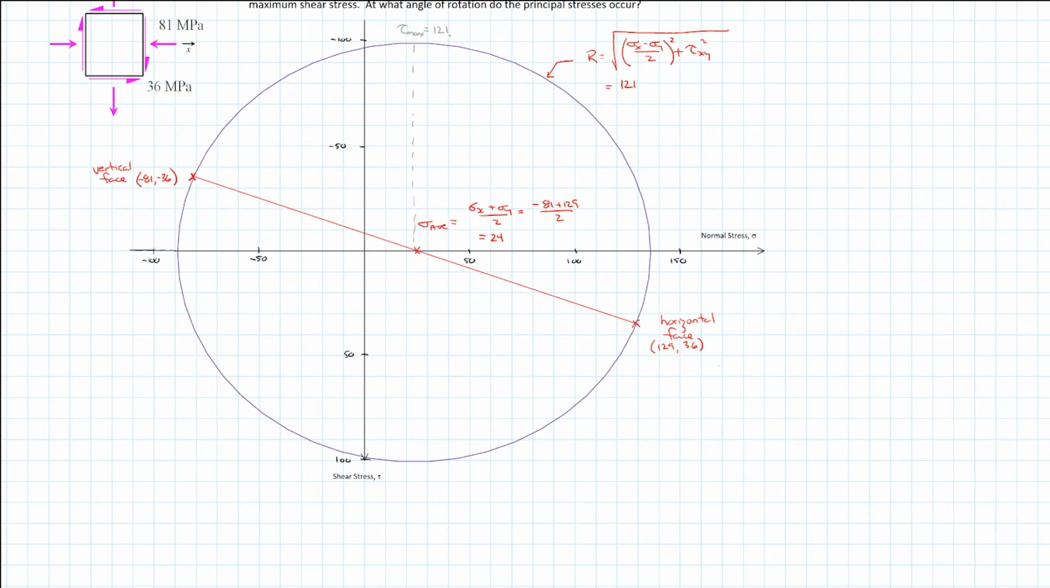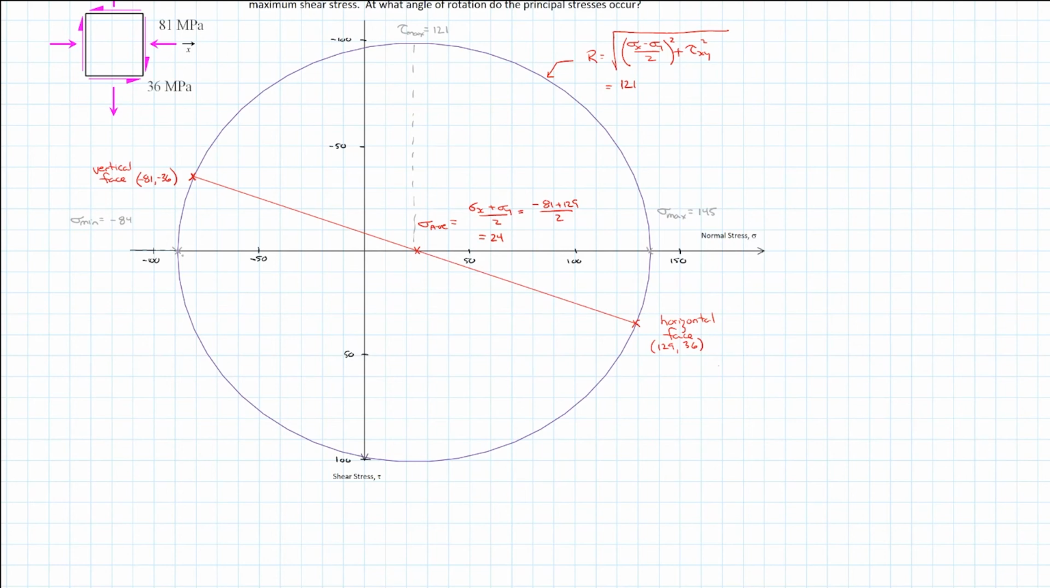Now we can mark our principal stresses. So the principal stresses occur at the extremities where shear stress is equal to 0. So we just go down along the x-axis and we can mark these points. This is going to be sigma max, and that's equal to about 145. So that's just the radius plus the average. And sigma min on this side is equal to minus 84 at that point right there.